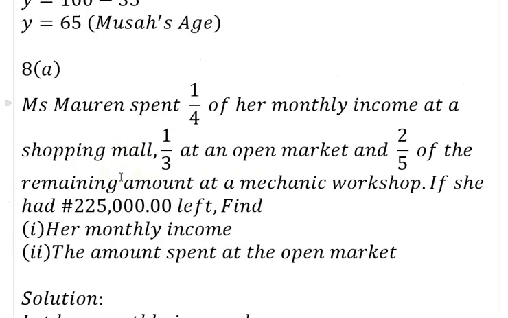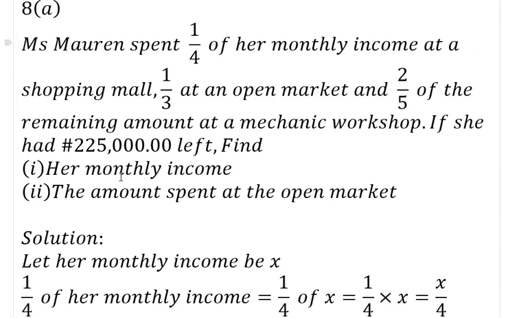So, question number 8. Now, the A part: Maureen spent 1 over 4 of her monthly income at a shopping mall, 1 over 3 at an open market, and 2 over 5 of the remaining amount at a mechanic workshop. If she had 225,000 left, we have to find her monthly income.